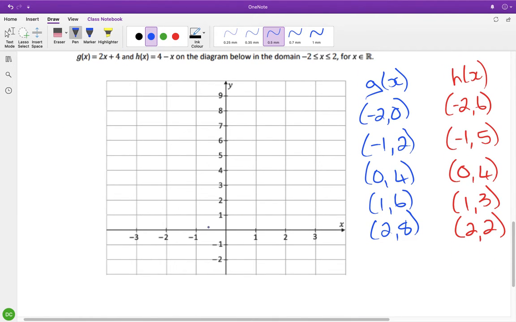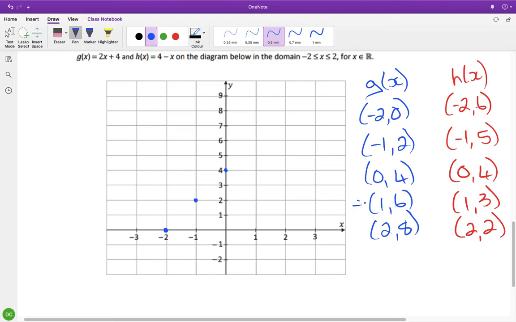So the blue graph is -2, so start in the center, go -2 to the left, and 0 means go nowhere, so just put my dot there. Start in the center, go -1, and then go up 2, so that goes there. Start in the center, the 0 means I go nowhere in terms of left and right, and then the 4 means I go up 4.